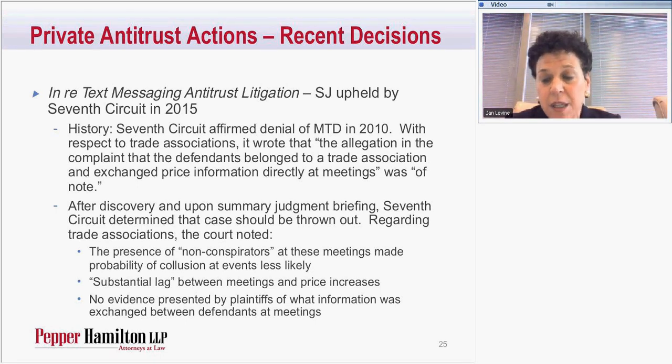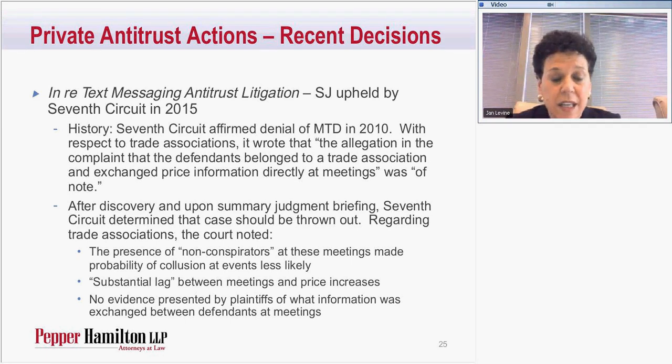The conspiracy claim was that these defendants tried to increase the price of one type of pricing for text messaging, and this was called price per unit, PPU, rather than bundled pricing. We were talking about just PPU pricing. And in the case, summary judgment was ultimately upheld by the Seventh Circuit in 2015. But historically, the Seventh Circuit had affirmed the denial of a motion to dismiss in 2010.